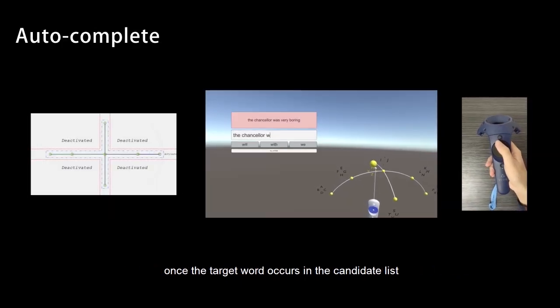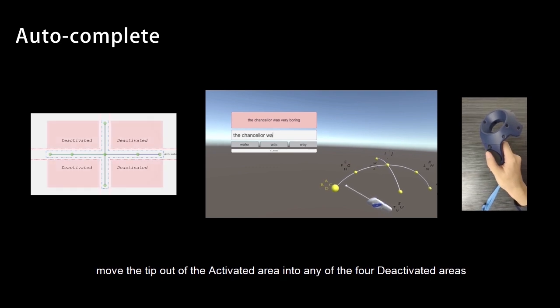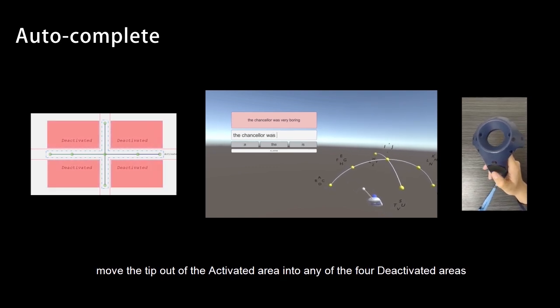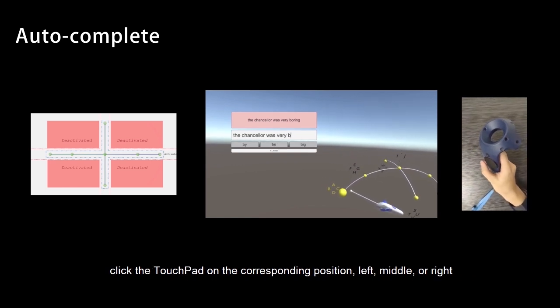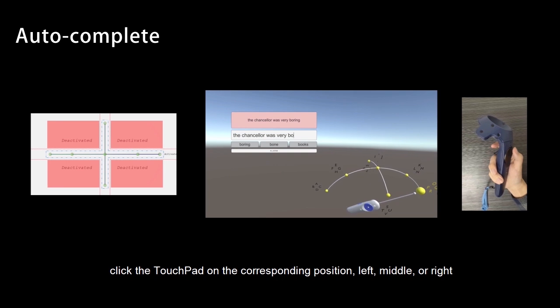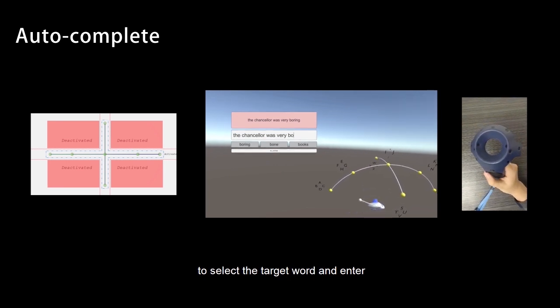When selecting and entering an autocomplete candidate, once the target word occurs in the candidate list, move the tip out of the activated area into any of the 4 deactivated areas. At this time, according to the position of the target word in the candidate list, click the touchpad on the corresponding position, left, middle, or right, to select the target word and enter.